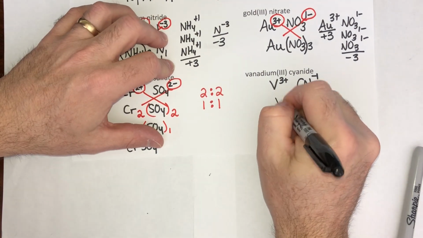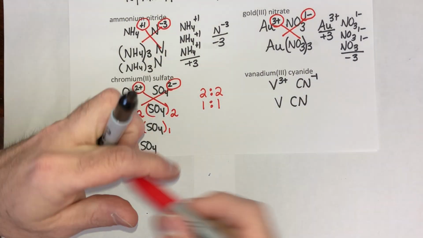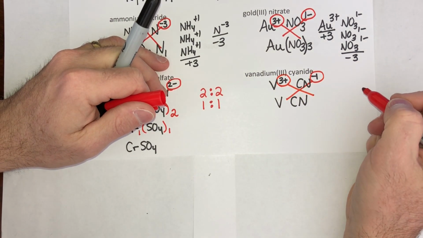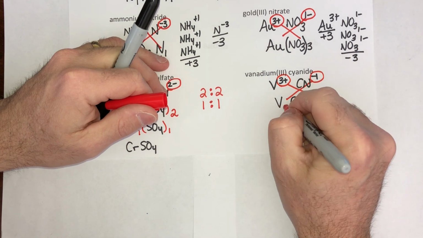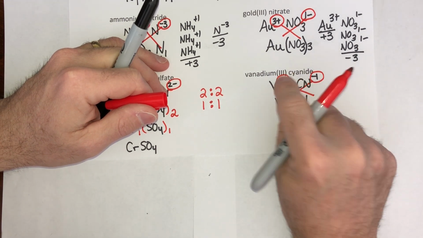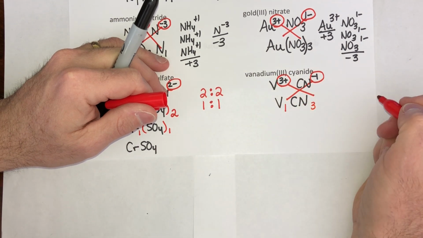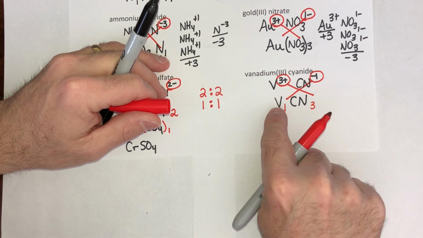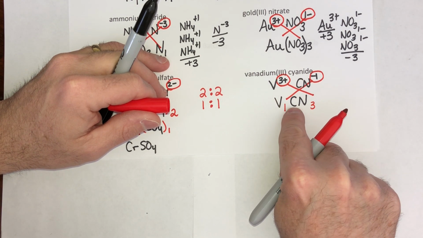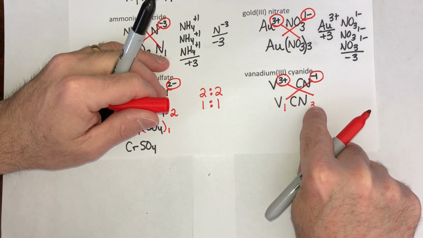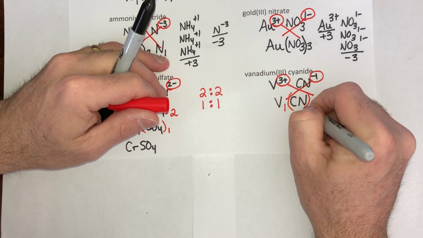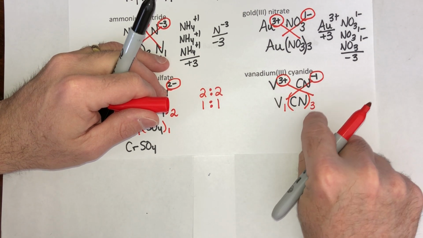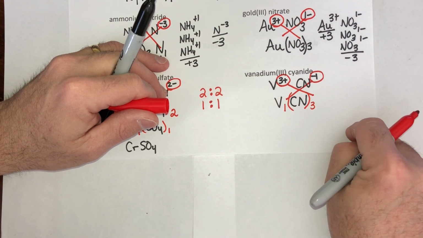So if we rewrite our vanadium, rewrite our cyanide, and we use our charges to tell us how many of each. Because there's a 1 on the cyanide, I get 1 vanadium. Because there's a 3 on the vanadium, I get 3 cyanides. And I still have to use brackets because right now, the way I've written it, it looks like there's 1 vanadium, it looks like there's 1 carbon, and it looks like there's 3 nitrogens. Unless I put in the brackets, you don't really know that it's actually 3 of the cyanide groups, right? 3 of the carbons and 3 of the nitrogens.